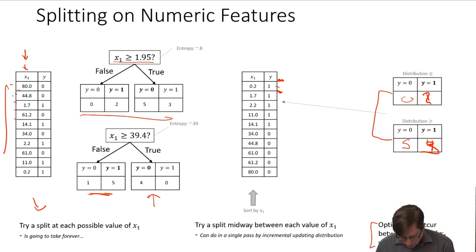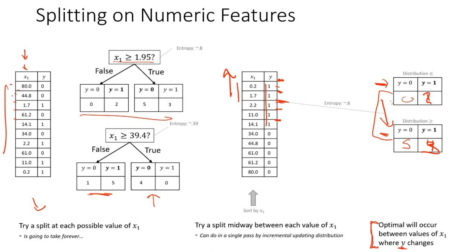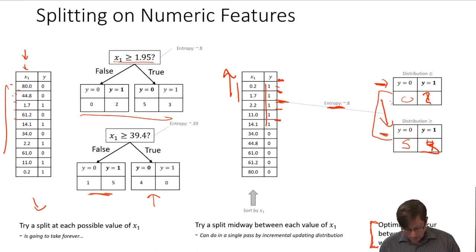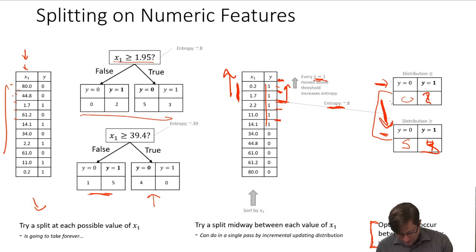The optimal will occur between values of x1 where the y changes. Say it again: the optimal will occur between values of x1 where y changes. The reason is that at this particular split point, the entropy is about 0.8. But if you were to move the threshold lower, so that some of these samples where y equals 1 move above the threshold, you're moving them from this distribution where things are pretty pure, taking away something that is getting a really good entropy at its leaf, and pushing it into a leaf that has a higher entropy to begin with. You're actually making that entropy worse every time you move the threshold in this direction and add more ones.